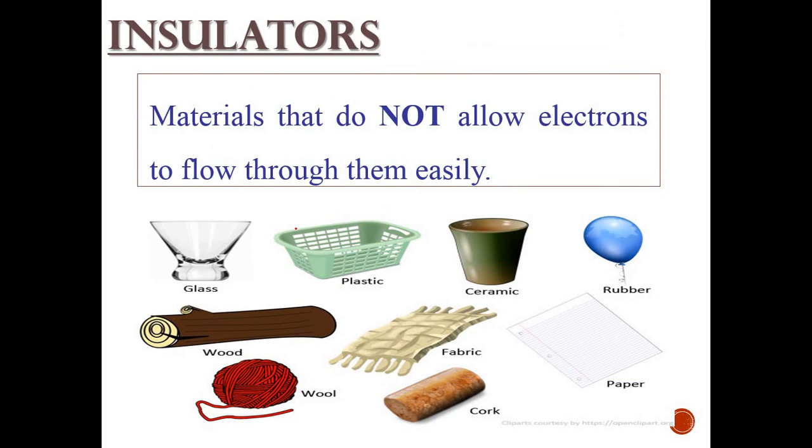So for insulators, insulators are materials that do not allow electrons to flow through them easily. What are the examples? Glass, plastic, ceramic, and rubber. Then we have wood, fabric, wool, cork, and paper. So all these things are insulators, which do not allow electrons to flow through them easily.